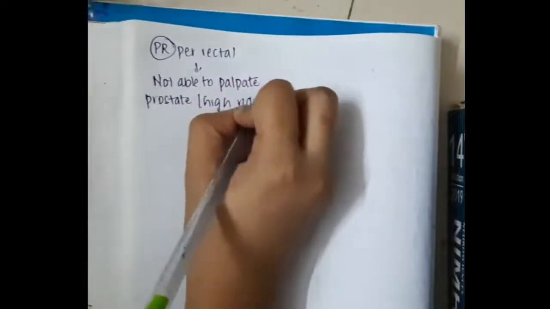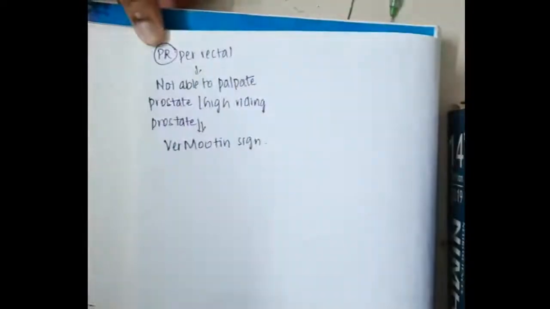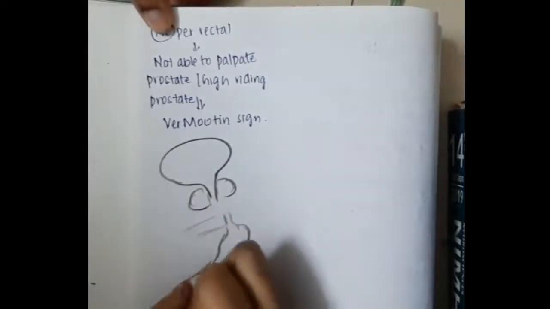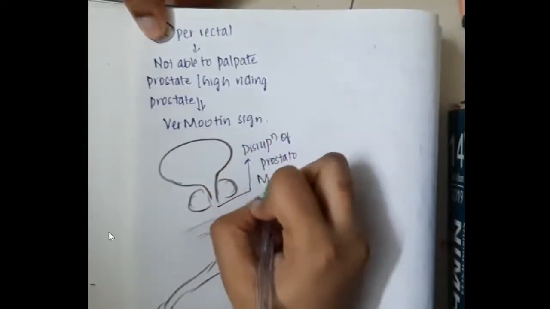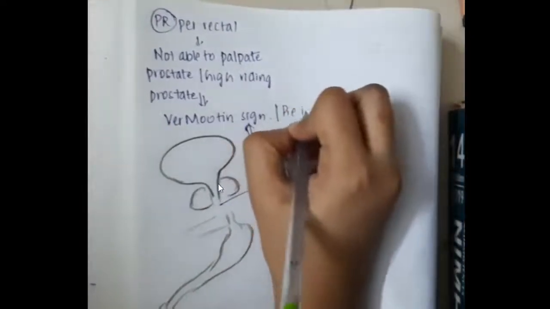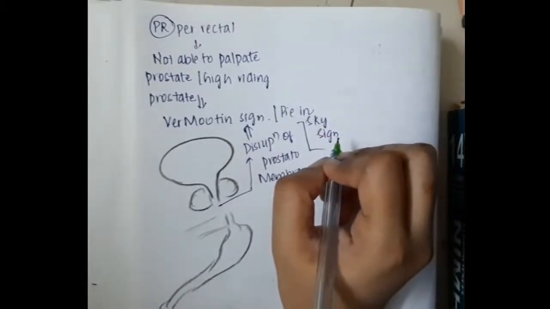If you see in the posterior urethral injury, on per rectal examination you will not be able to palpate the prostate. This prostate which is not palpated is called a high riding prostate, which is Verumontan sign or pie in sky appearance. So here this is the prostate, and here there is injury at the prostatomembranous junction. As a result, this prostate is not palpated on per rectal examination, and this sign is called Verumontan sign.